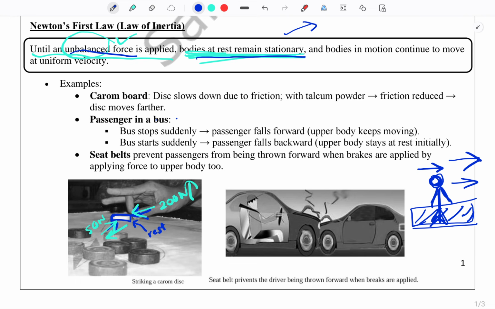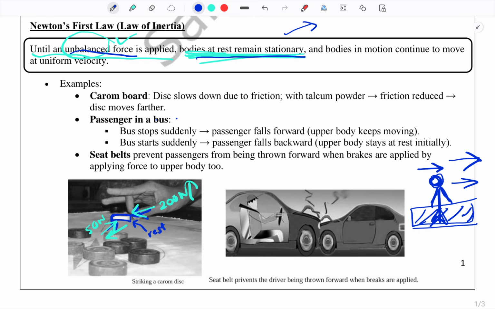When the bus is stopped, what happened? Your body is starting to lean toward that direction. Even though the bus is stopped, your body is still moving in that direction. Think theoretically, why is that? If you want time, you can pause the video and think. And also the next case: when the bus starts suddenly, you're falling backward. Why is that?